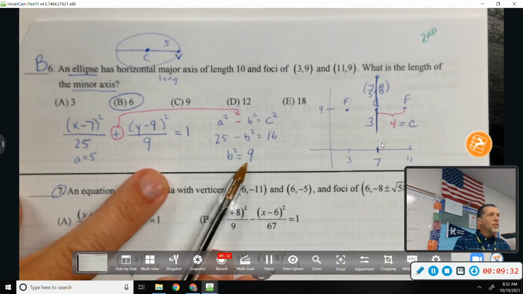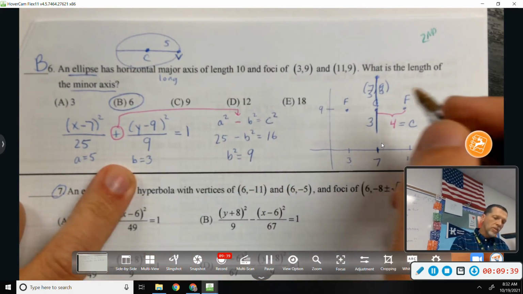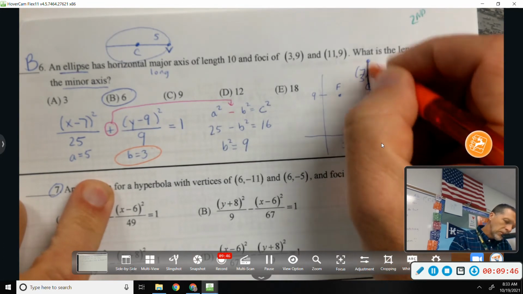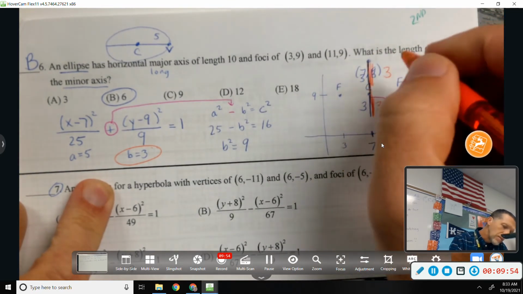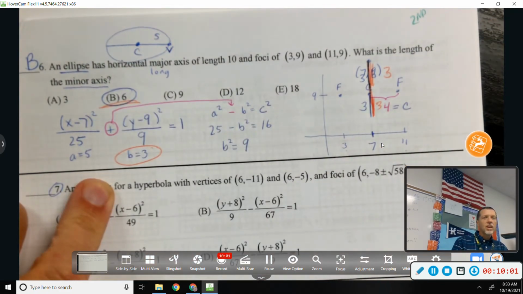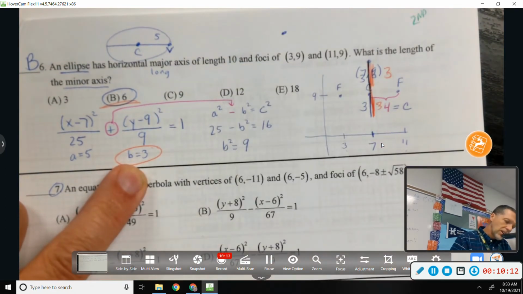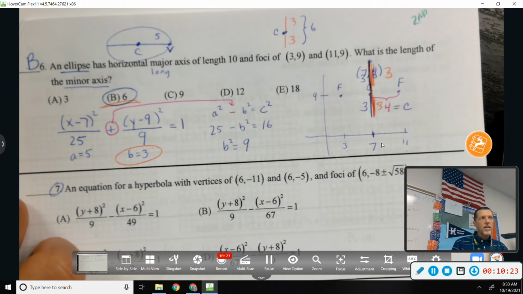So you're good with where this 9 came from and why it goes here. And that means that B equals 3. So that means we're going to go up and down 3. My picture's kind of messed up here, but we're going to go down 3 and up 3. And so the length of that minor axis, the shorter axis, is 3 and 3 is 6. There's my center. I'm going up 3 and down 3. And so the total length of the axis would be 6. Better?